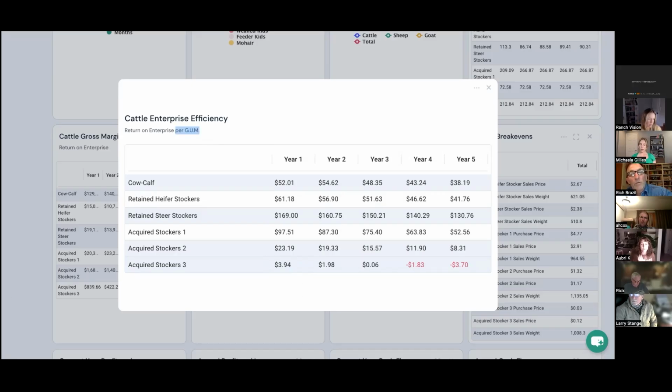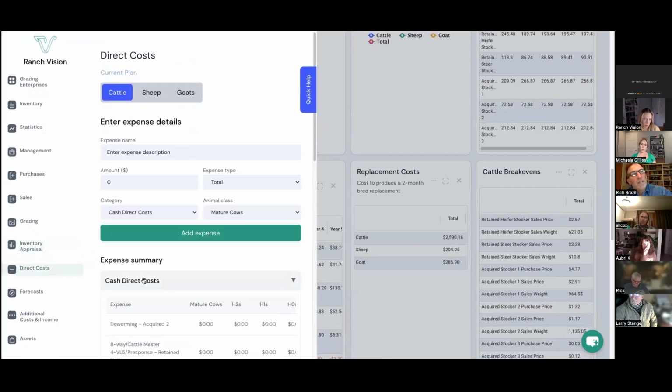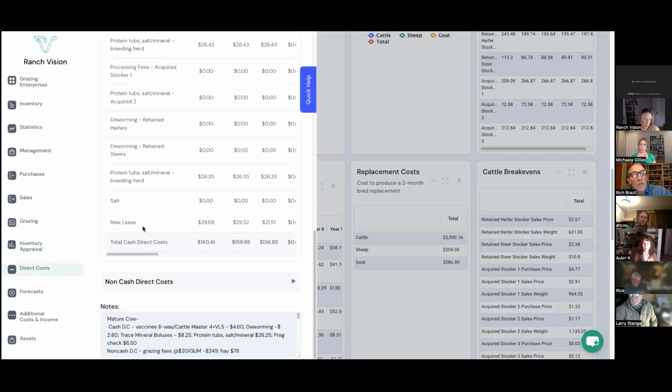So is the lease cost applied to just these acquired stalkers 3? Well, it doesn't work that way because you can't say, okay, these cows are eating this grass and these other cows are eating that grass, and those cows are eating the expensive grass and the others are eating the cheap grass. They're all kind of eating grass. So it's distributed, you could use it one way or the other. For all the enterprises. Yeah. So that's good stuff.